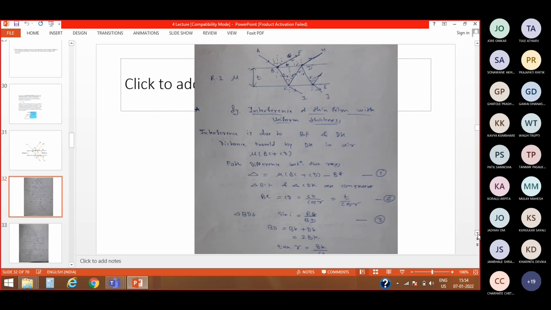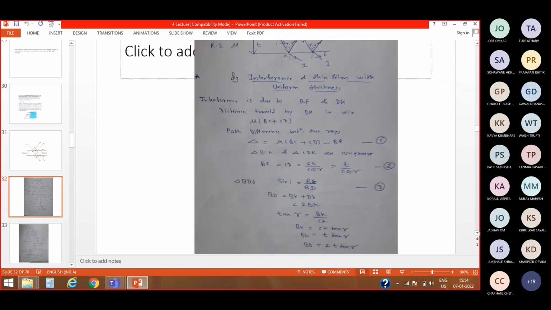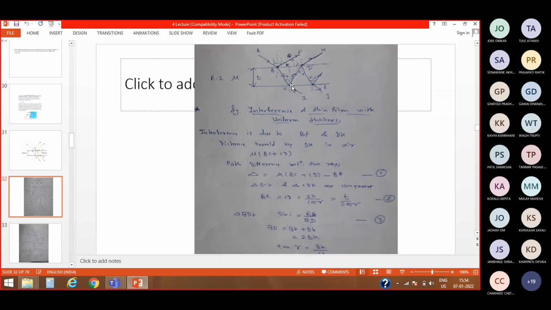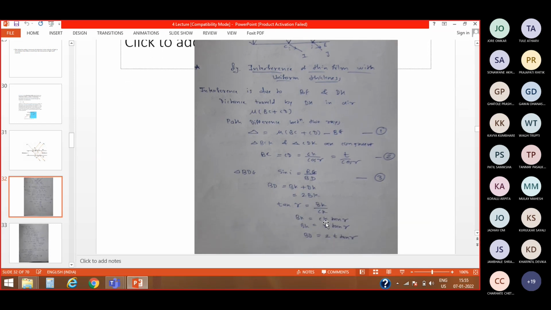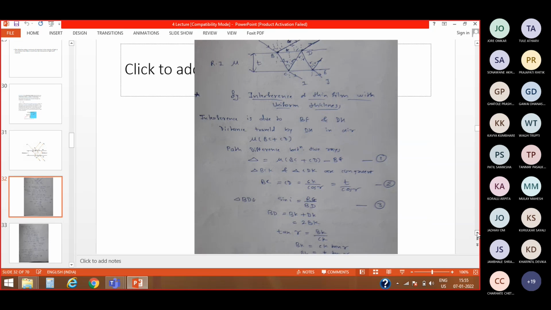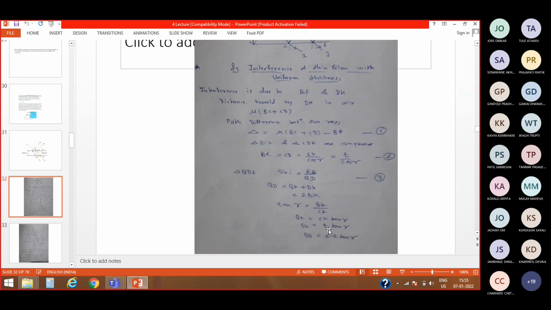Then tan of R is equal to BK upon CK. Tan of R, this angle, tan of R is equal to BK upon CK. So I can write BK is equal to CK into tan of R. But what is CK here? CK is the thickness small t, that is the thickness of the thin film. So I can write BK is equal to small t into tan of R. But both are equal.